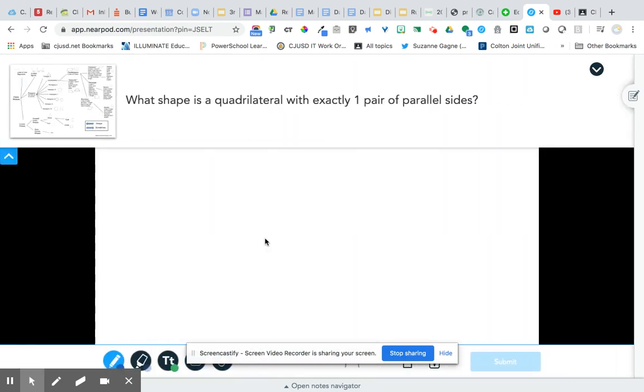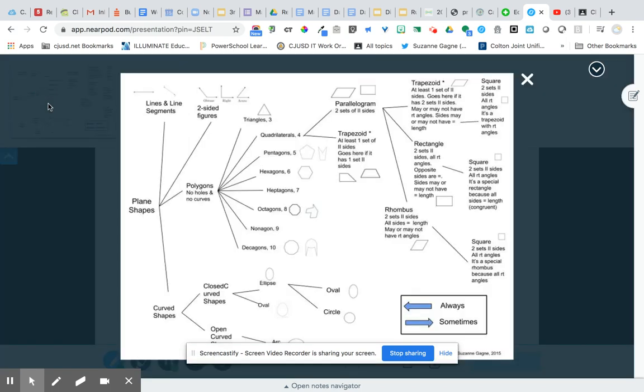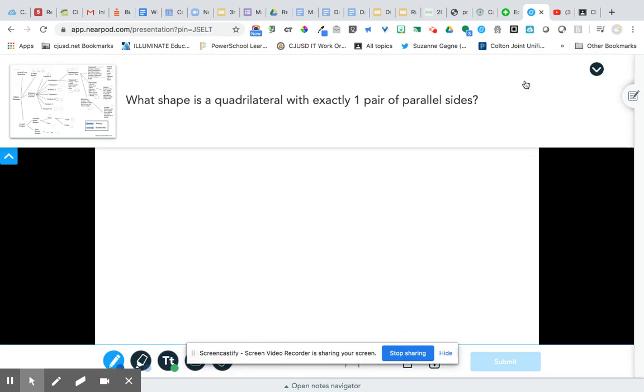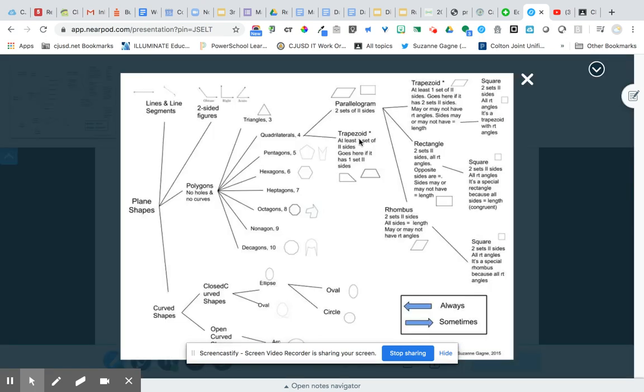Now, what shape is a quadrilateral with exactly one pair of parallel sides? So we're looking for a quadrilateral with one pair of parallel sides. Quadrilaterals are here. So these are all the quadrilaterals that we're studying. Hold on, what was that again? One pair of parallel sides. Okay. This one is out because this has two sets of parallel sides. How about trapezoid? At least one set of parallel sides. There we go. It's a trapezoid because it can have one set of parallel sides and one set that's not. And it is a quadrilateral. So our answer is trapezoid.